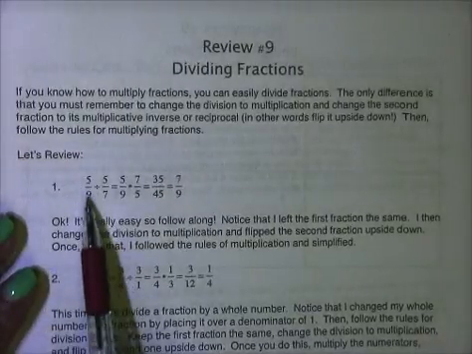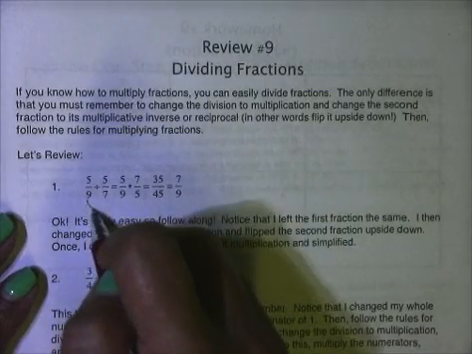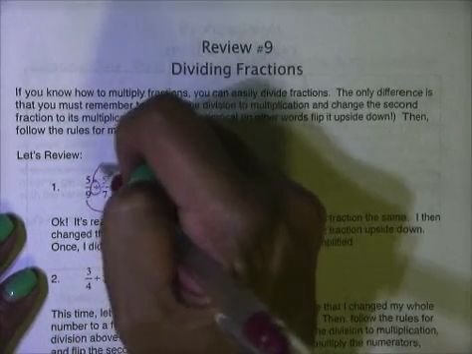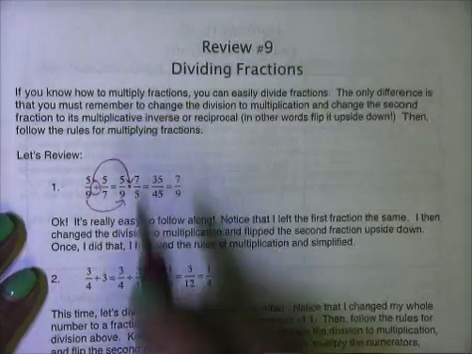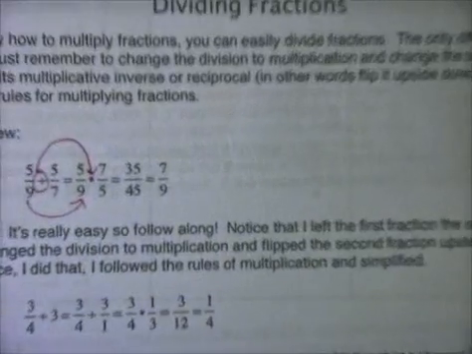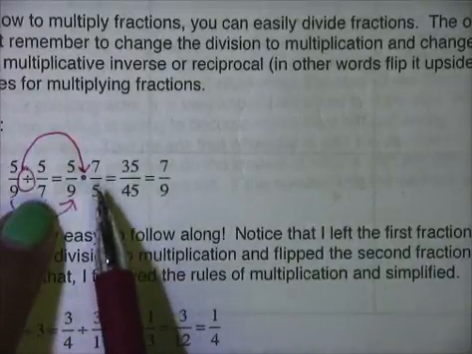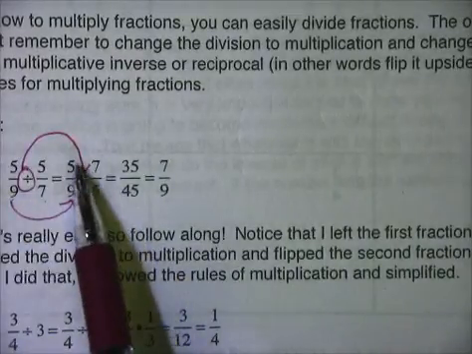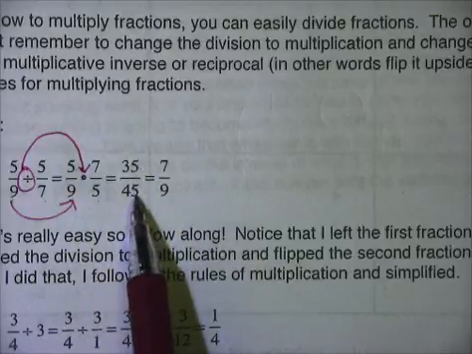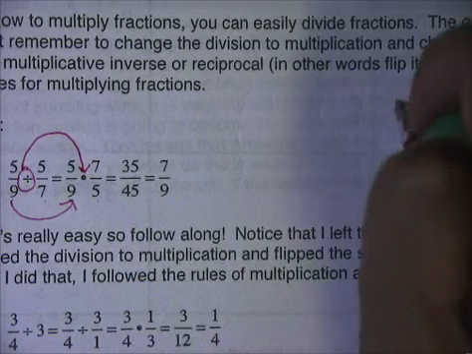So we have 5/9 divided by 5/7. Notice that I keep the first one the same. I change the division to multiplication, and look at the second fraction. I've taken 5/7 and changed it by flipping it upside down. Now it's 7/5, and then I multiply. 5 times 7 is 35, 9 times 5 is 45, so I have 35/45.